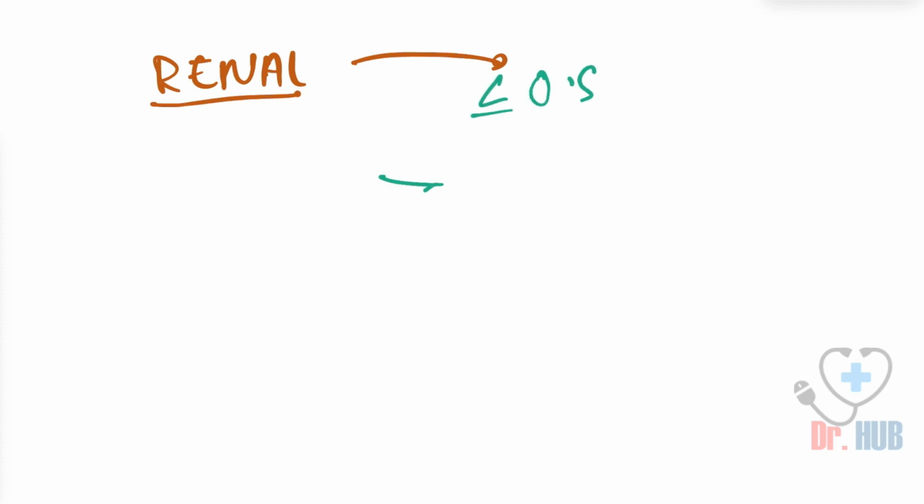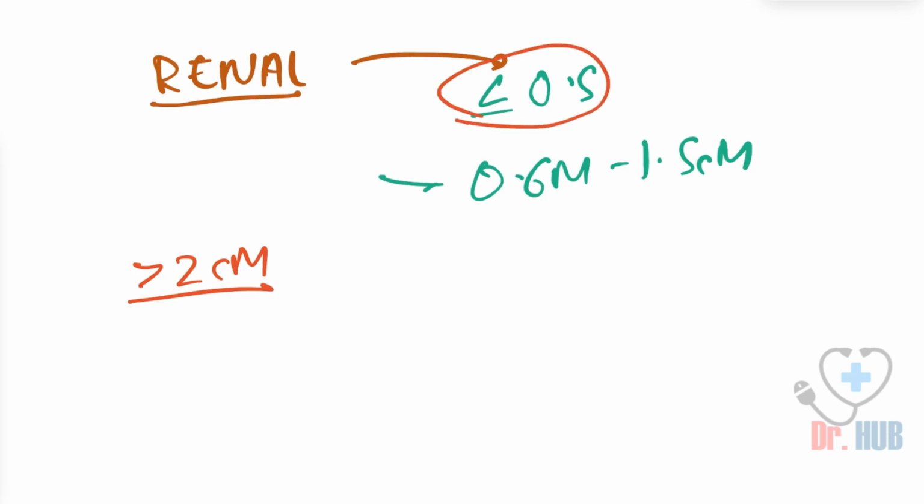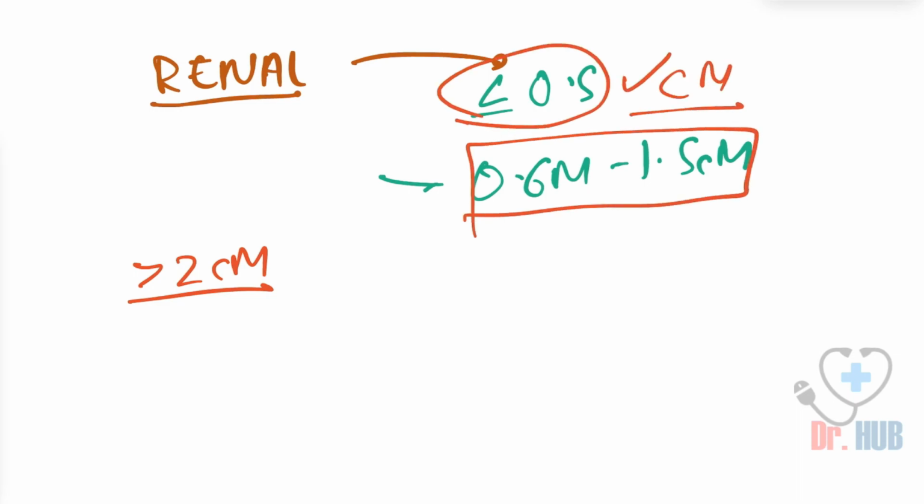Now to answer our question, the first question we asked was how to manage the renal calculi. Just to summarize, we saw there are three headings: one is less than 0.5, the other was 0.6 centimeters to 1.5 centimeters, and the next category was greater than 2 centimeters. In case of 0.5, we need to know it is conservative management, and for 0.6 to 1.5, what we need to know is the ESWL, which is extracorporeal shockwave lithotripsy.